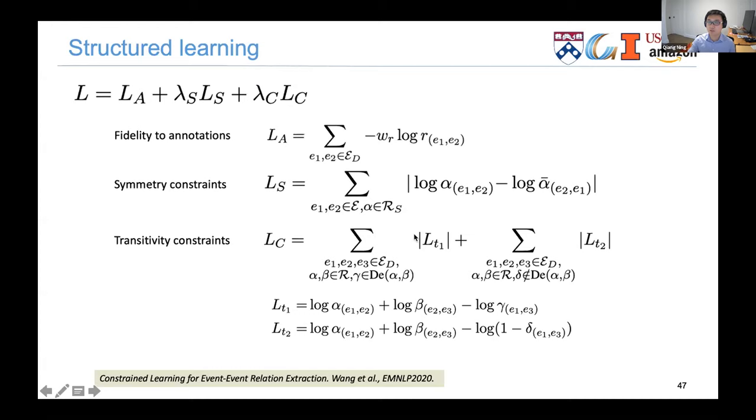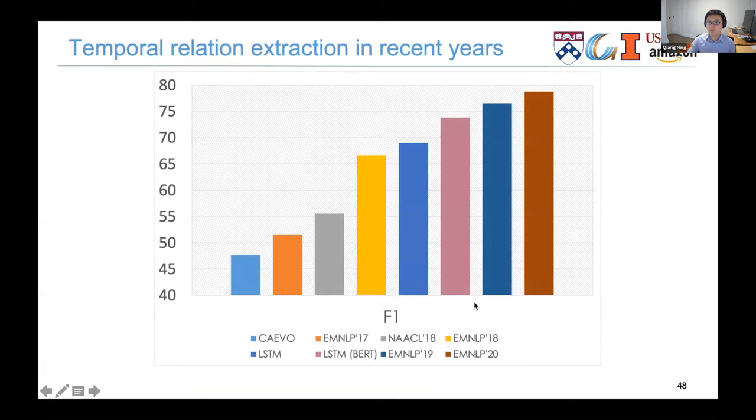So finally, this is a summary of the progress in temporal relation extraction over the recent 3 years. The setup is that events are given. So now the state of the art is roughly in the high 70s. So we can see that in the beginning, roughly 7 years ago, there was a system called CAEVO. It was the previous state of the art, and it was below 50.